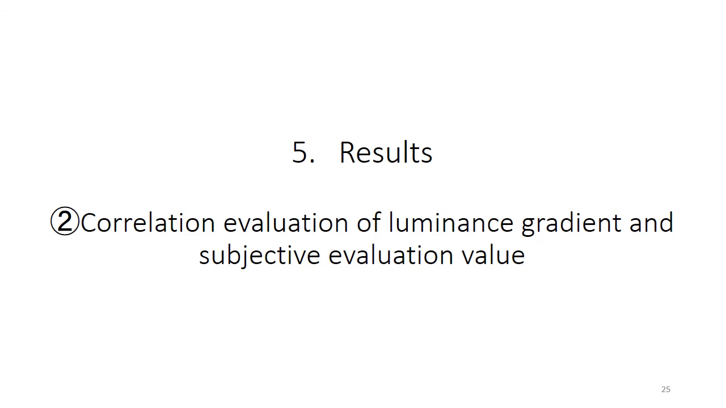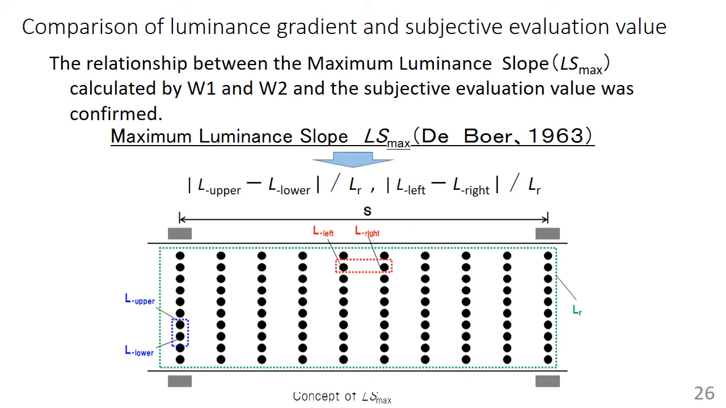Correlation evaluation was performed between the luminance gradient and the subjective evaluation value. The relationship between the luminance gradient (Ls max) calculated by W1 and W2 and the subjective evaluation value was confirmed. The design using lane uniformity UL could not suppress the uneven luminance of the road surface at the site.